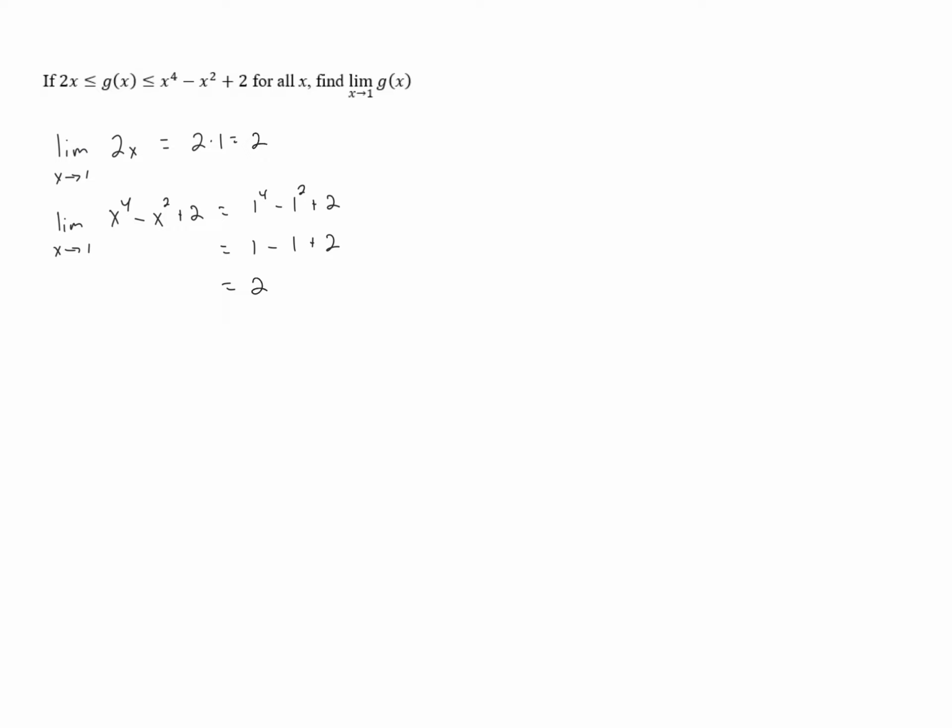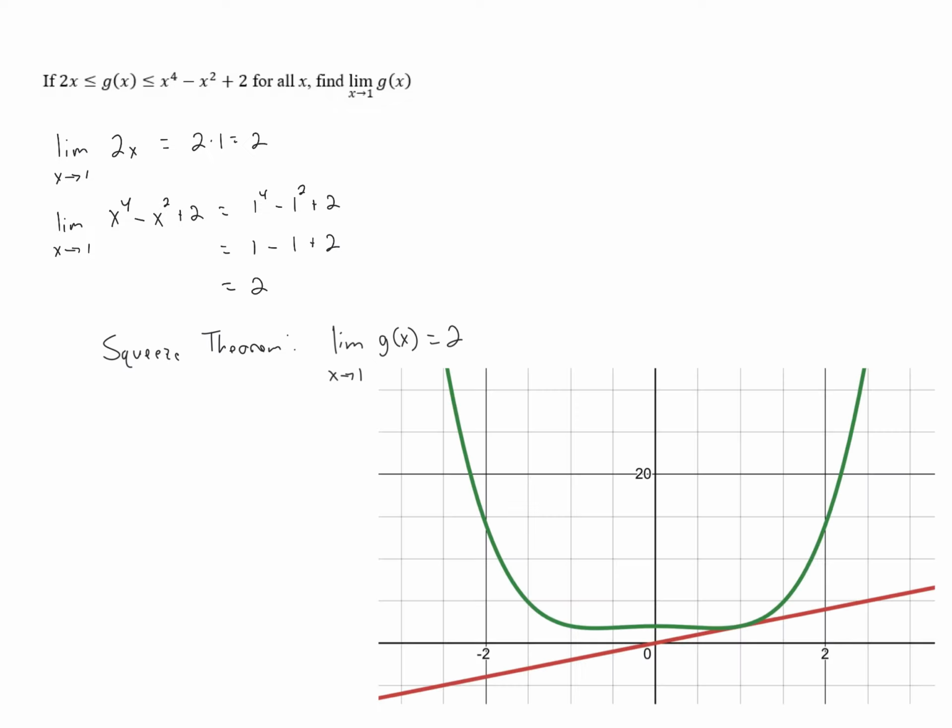And because g of x is in between those, the squeeze theorem tells us that the limit as x approaches 1 of g of x must also equal 2. Now, we don't need the graphs for this. The squeeze theorem gives us that answer alone, but let me show you the graphs just so you can see.